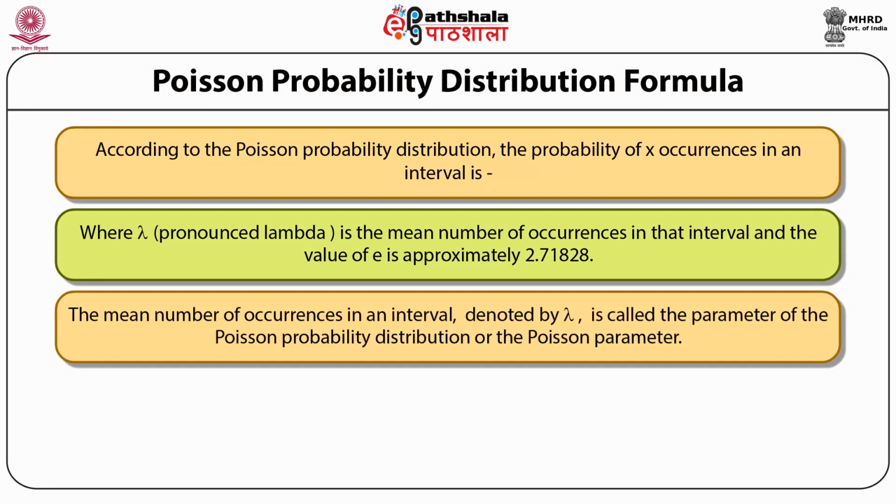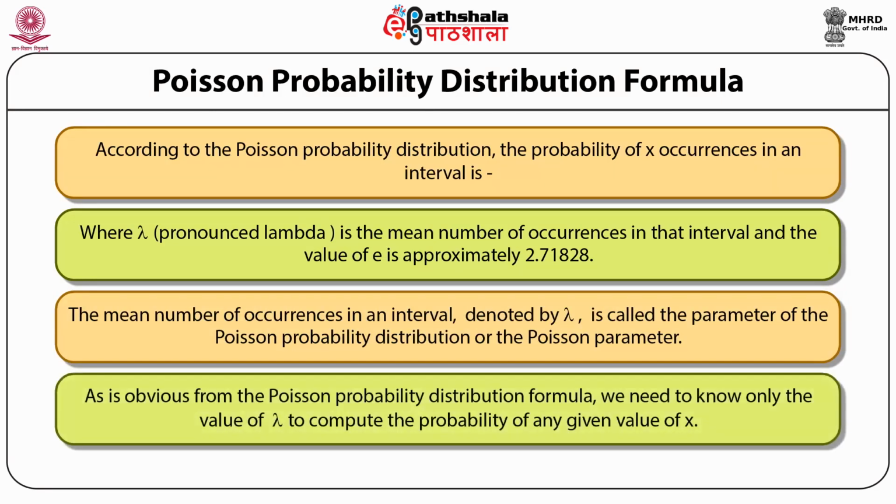The mean number of occurrences in an interval, denoted by lambda, is called the parameter of the Poisson probability distribution, or Poisson parameter. As is obvious from the formula, we need to know only the value of lambda to compute the probability of any given value of x. We can also read the value of e raised to power minus lambda from a table.